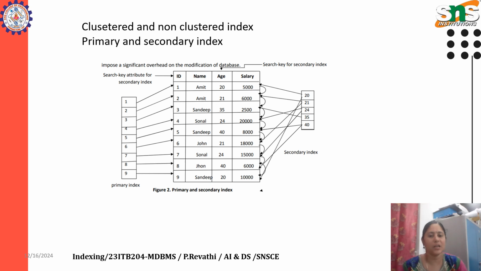It is the same as a dense index. A file can have at most one clustered index, as it can be clustered on at most one search key attribute. It may be sparse. Non-clustered index. An index that is not clustered is known as a non-clustered index. A data file can have more than one non-clustered index.